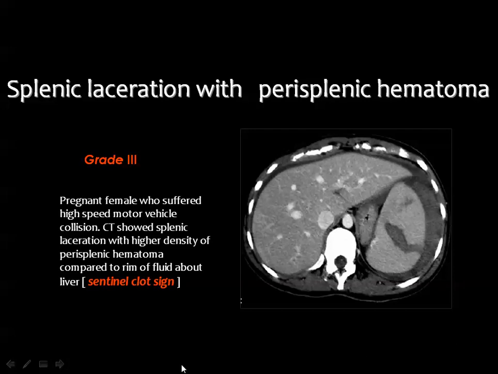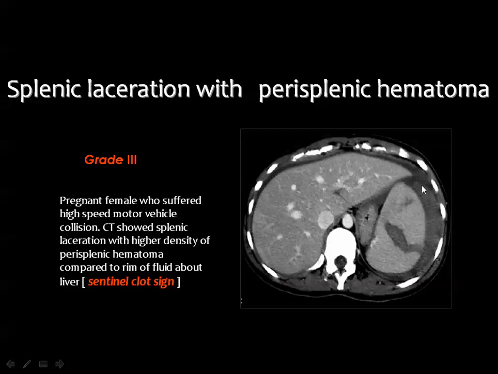And as I have said, whenever you see a fluid in the peritoneal cavity after a blunt abdominal trauma, you should expect internal bleeding. And in order to know the site of the bleeder, or sometimes you cannot identify a specific injury in a solid organ, you can identify the most likely site of the bleeding by what's known as the sentinel clot sign. And this sign indicates that the fluid adjacent to the site of the bleeding is hyperdense compared to the fluid in the rest of the peritoneal cavity.